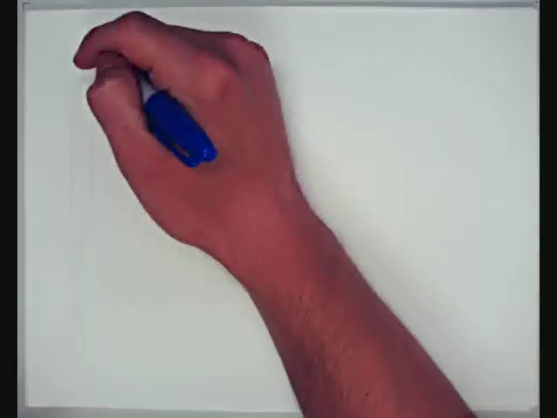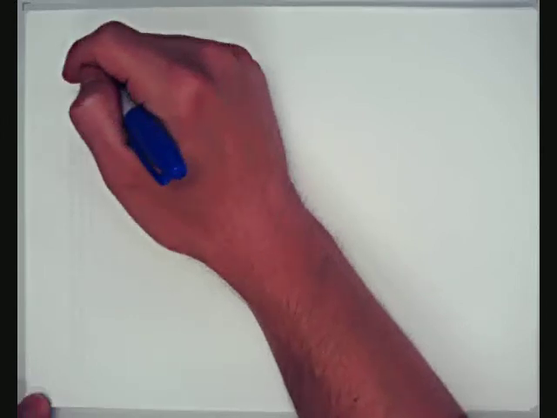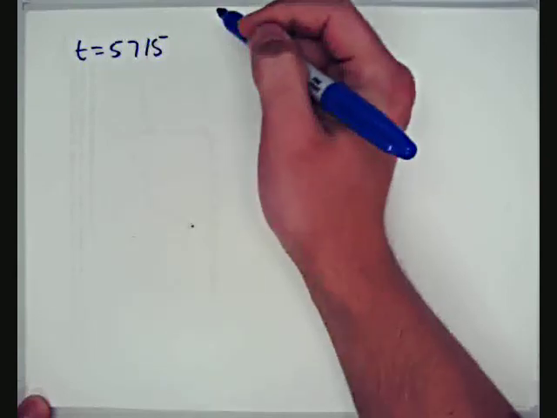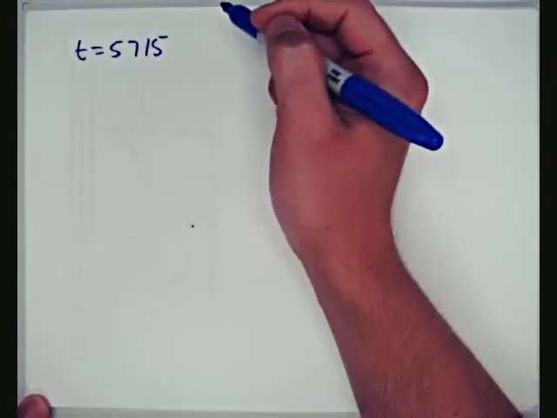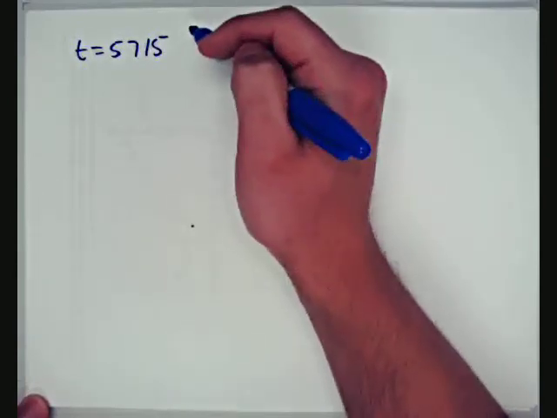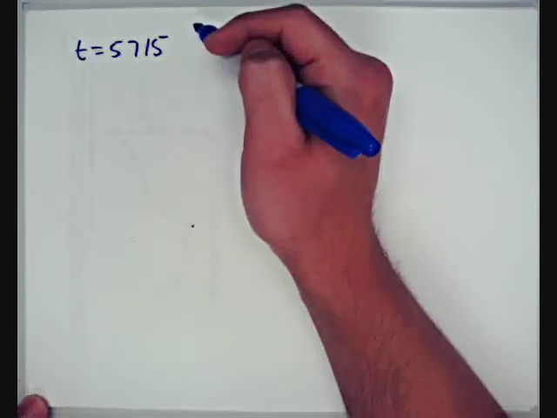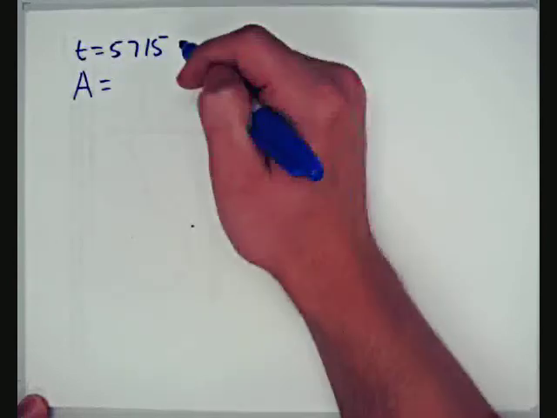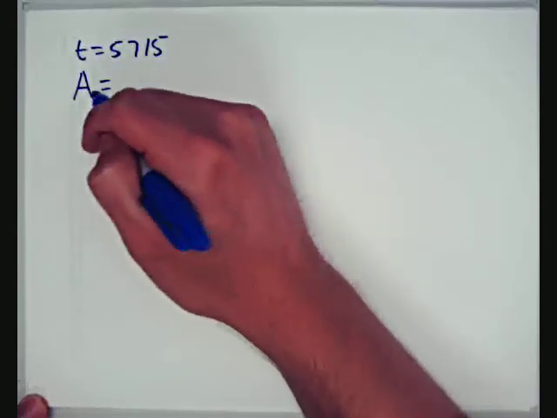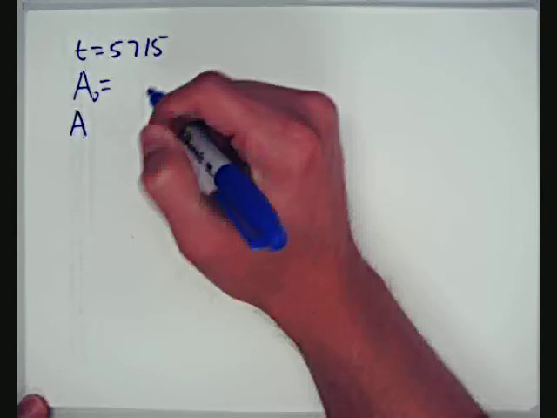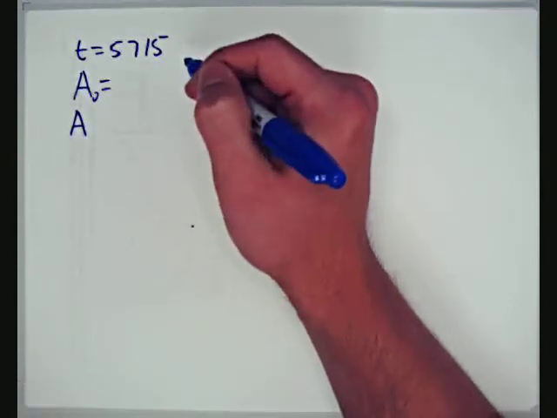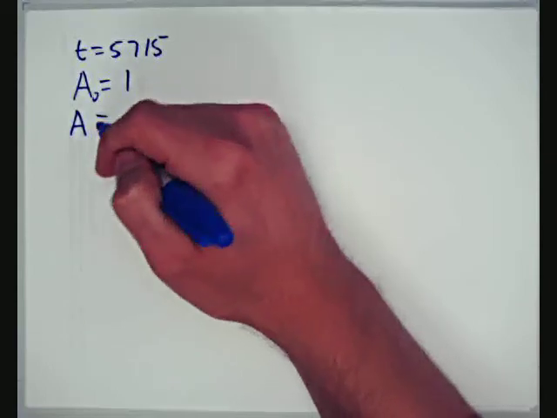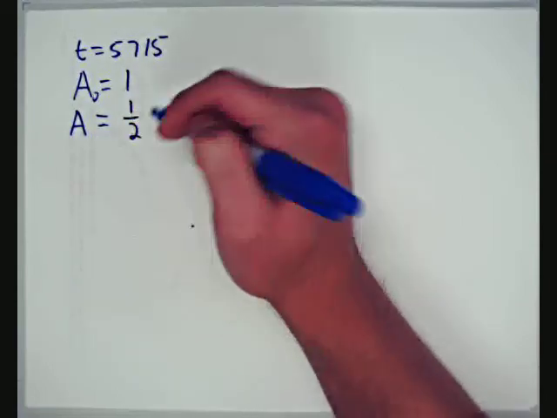So we know that the time will be 5,715 years. That's all the information we're given, but since we know that this is the half-life, that gives us more information that we can deduce ourselves. Since after this amount of time we'll have half of our original amount, it's irrelevant what our starting amount is. If I say the starting amount is 1, for instance, then the future amount is 1/2.